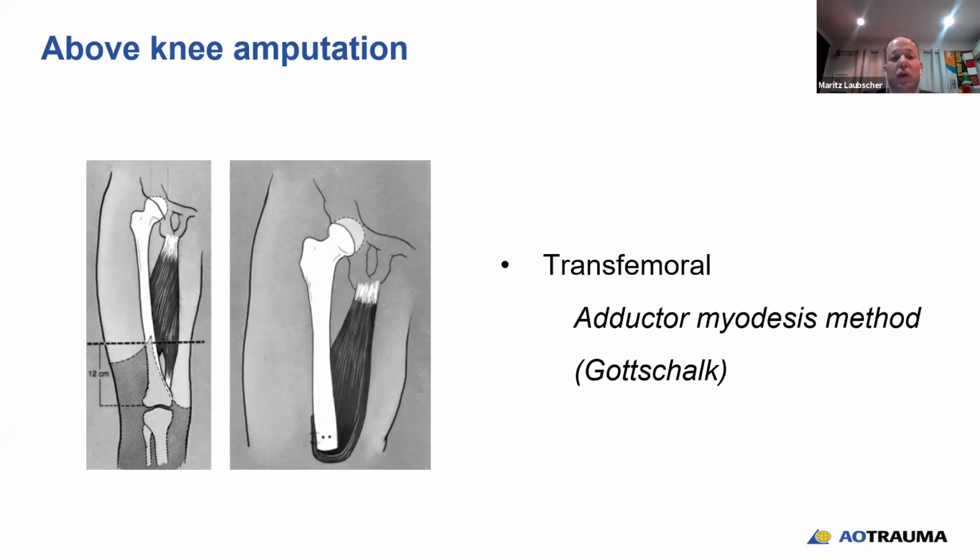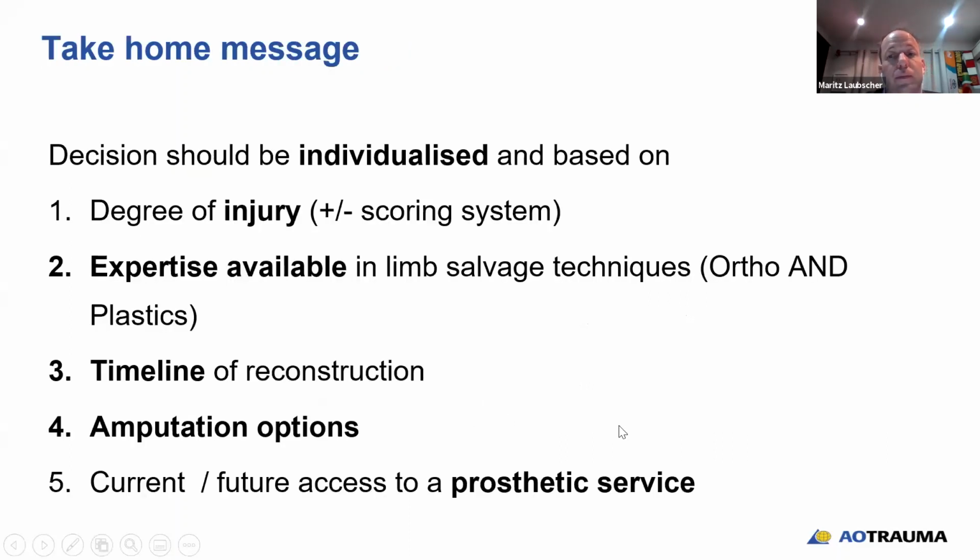So when you do a transfemoral amputation, it's very important to myodese the adductor muscles, and the most commonly used technique described is that by Gottschalk, where you do a more medially based flap and you myodese your adductor magnus around the femur. You can see there you have a longer medial flap, and then you end up with a suture line that's off center to lateral, and also to avoid having your suture line under your stump in an above knee amputation.